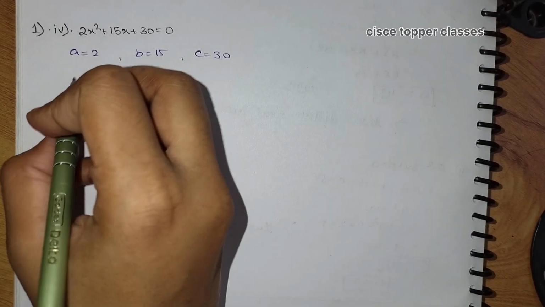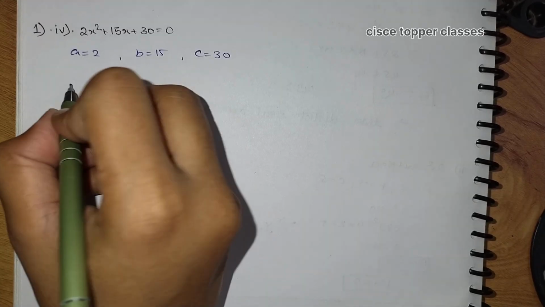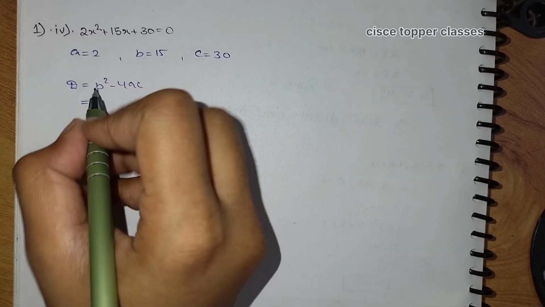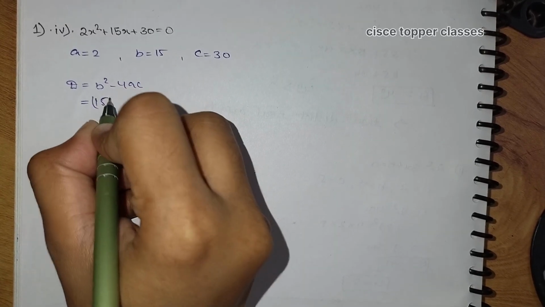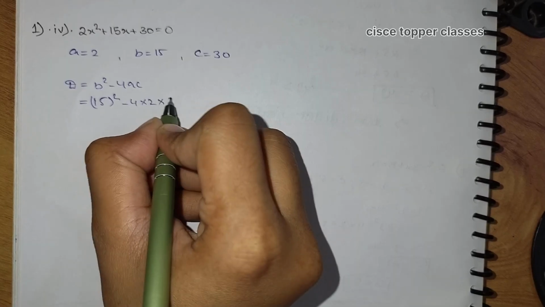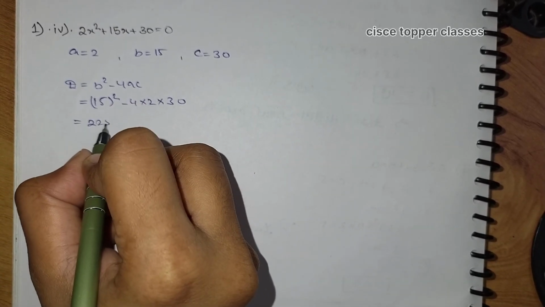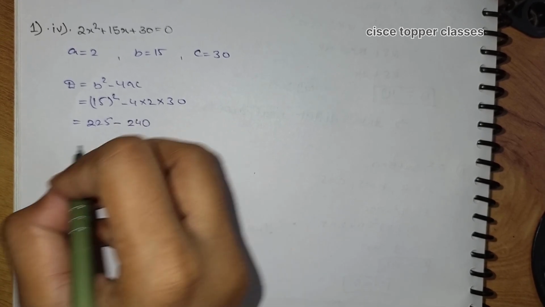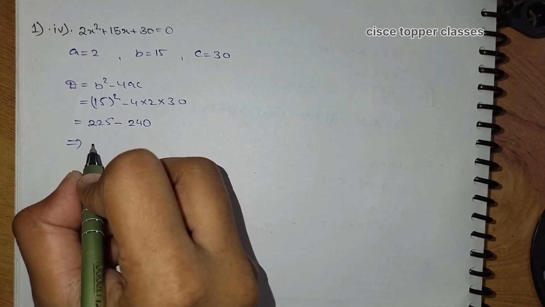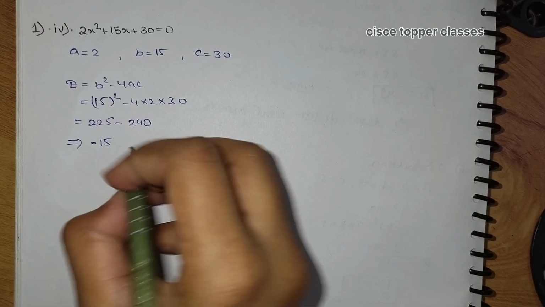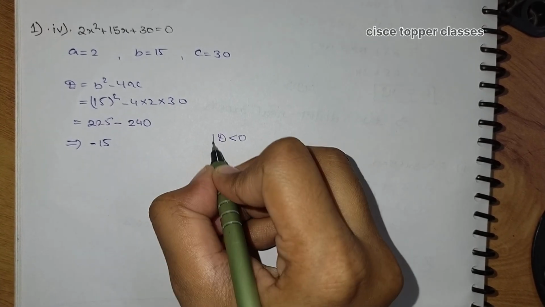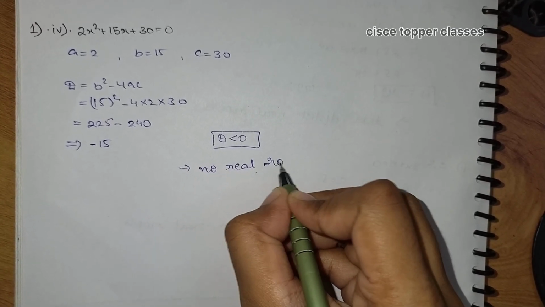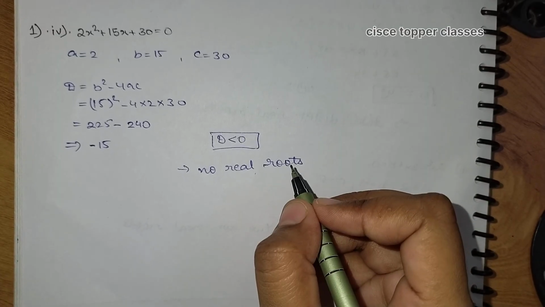Let us solve question number 1 fourth part. The discriminant will be b square minus 4ac, so we can write it as 15 whole square minus 4 into 2 into 30. This will become 225 minus 8 into 30, which is 240. On subtracting, this will become negative 15. And we know if the discriminant is less than 0, then we will get no real roots. So this is the final answer of question number 1 fourth part.